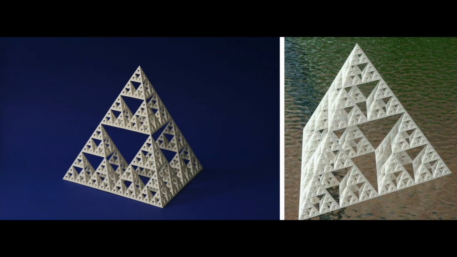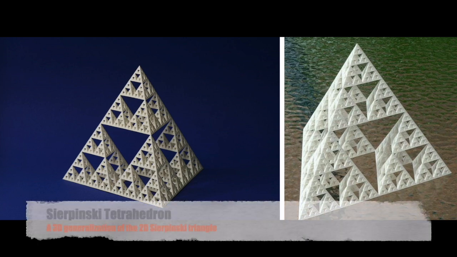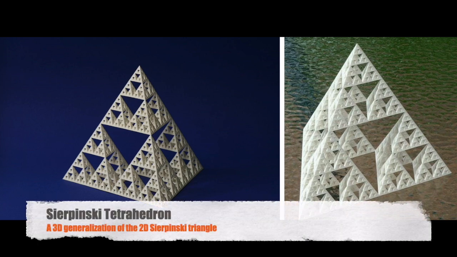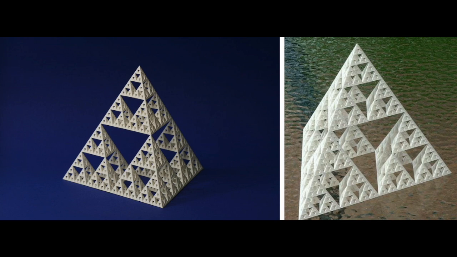The Sierpinski tetrahedron is a 3-dimensional generalization of the 2-dimensional Sierpinski triangle. Note that the holes created in the Sierpinski tetrahedron by the removal process are octahedrons, a Platonic polyhedron with 8 sides, each of whose faces is an equilateral triangle.